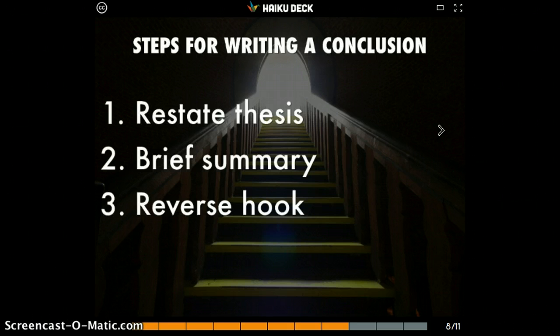So reverse hook is really just a nice little punchy way to end your paper, a nice note to end on so that they'll say, oh, that's right, this paper is about moving forward and taking action with my friendships. Or, it's like a final word that'll help them understand exactly what you were trying to accomplish with your paper.